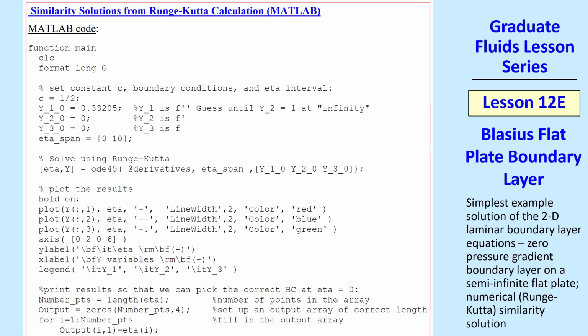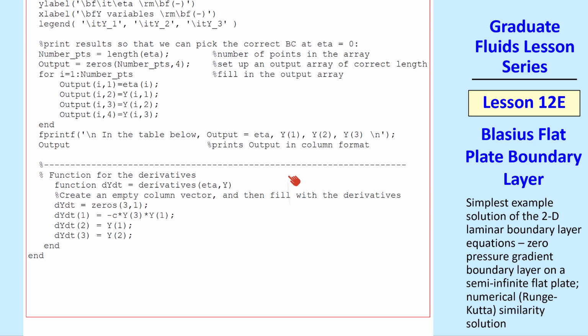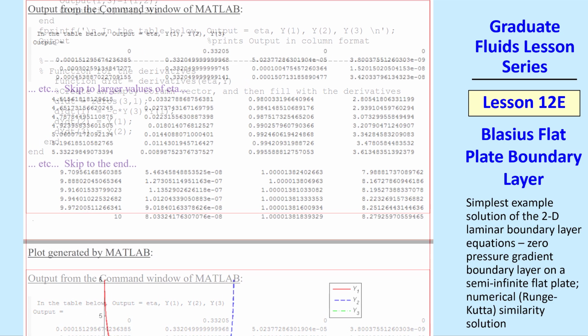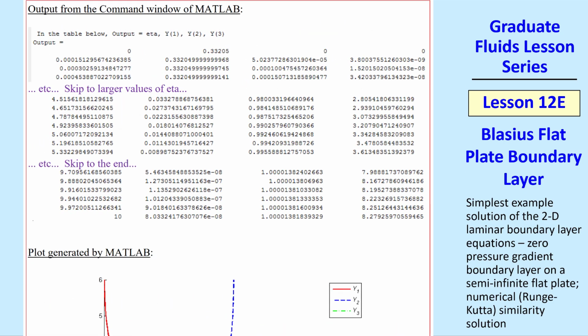Here's a printout of my MATLAB code. You can see here I set c equal a half, and I had to keep guessing y1 of 0, the boundary condition, and look at the solution until y2 is 1 at, quote, infinity. I went out to 10 here. Using the ODE45 subroutine, with the derivatives I specify, this span of eta, and my boundary conditions, I solve this with this Runge-Kutta code. Here are some screenshots of the results.